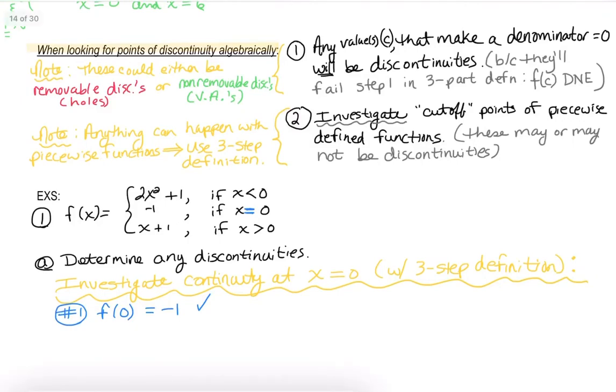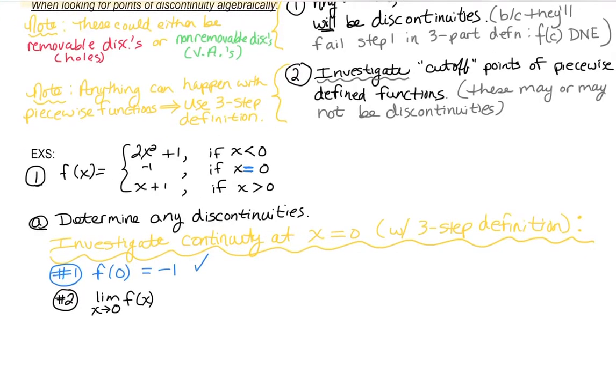All right, so now we're going to go on to step number 2, which is going to be about the limit. So we investigate, with our proper math notation, the limit as x goes to 0 of f of x. But in order to investigate the limit as x approaches a cutoff point of a piecewise function, we have to know to look at the limit from both sides. So I look at the limit as x approaches 0 from the left first.